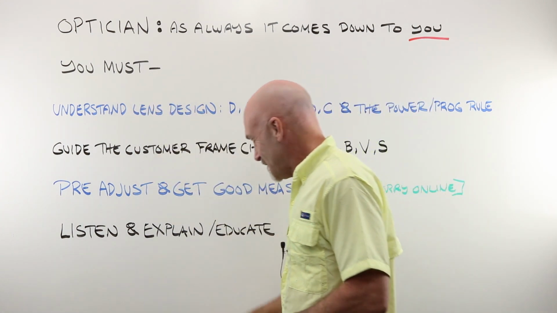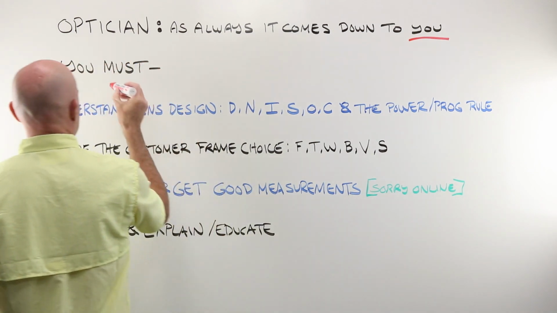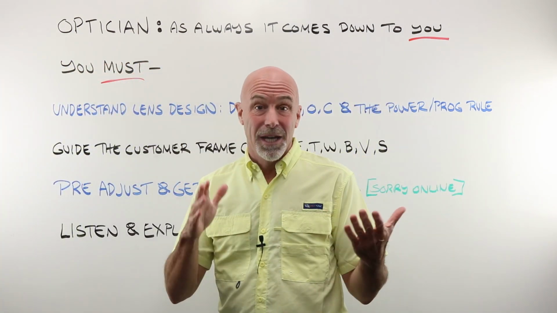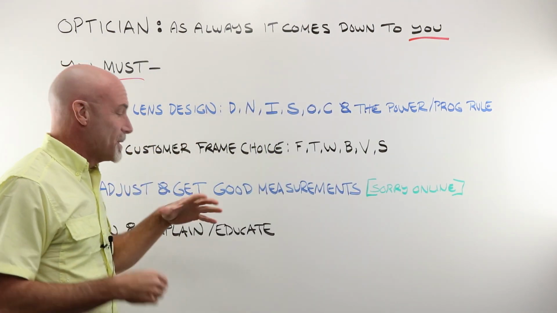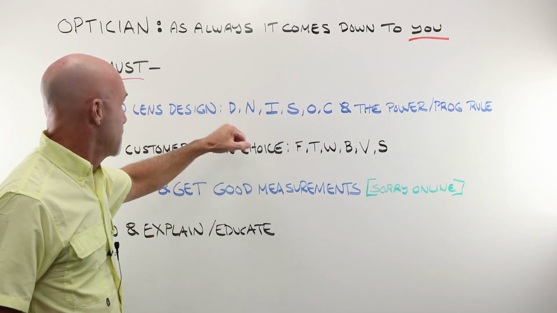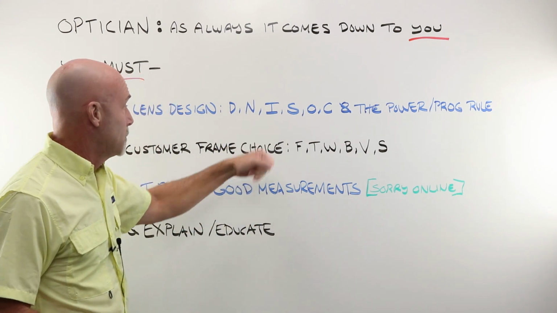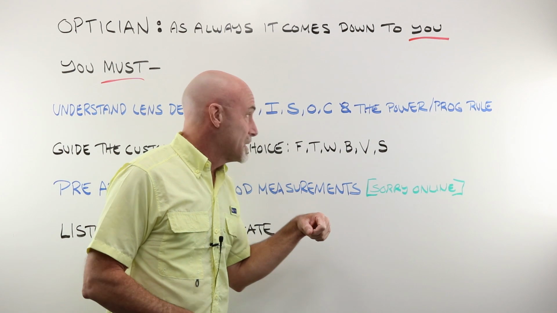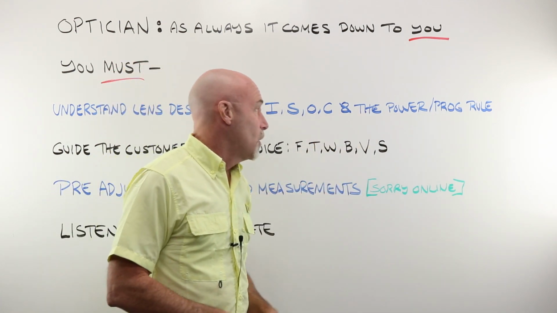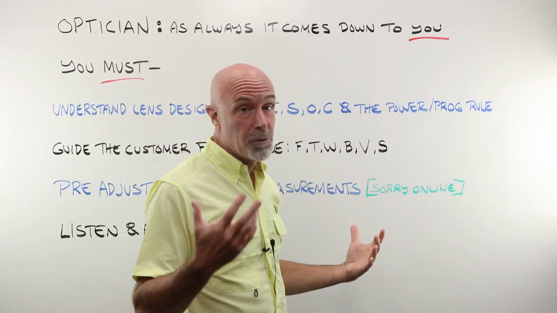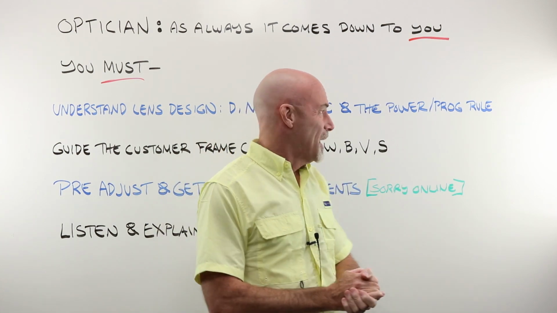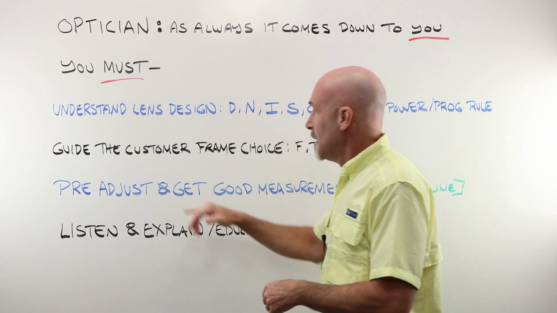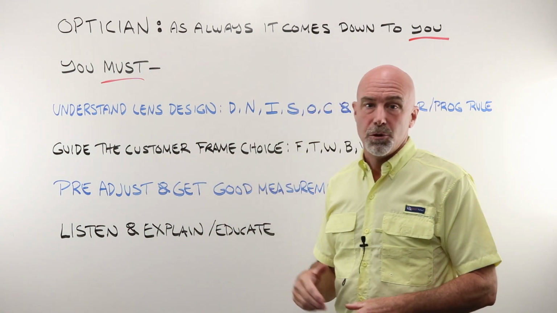You must, not a maybe or a sort of or anything. You must understand lens design, and that's where we're headed. You need to know if a particular progressive lens design favors distance, near, intermediate, sports, office, camber design, and you must always keep in mind that power progressive rule that I'm always going on about. You must guide the customer's frame choice.